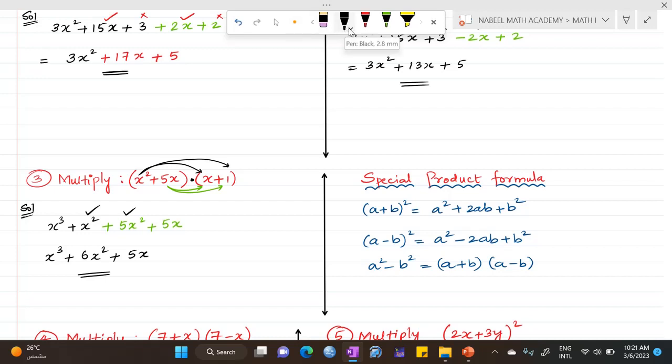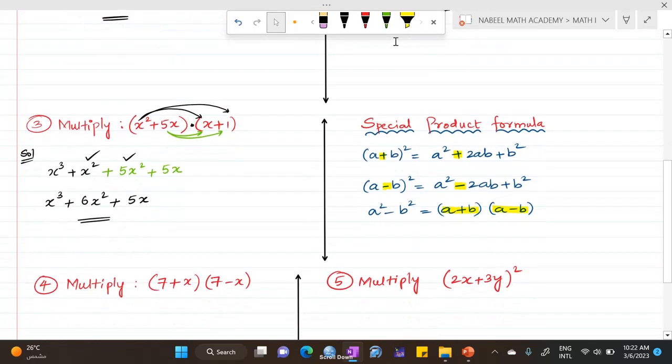Now using this special rule, we are going to multiply the polynomial as well. So here this is the general rule. We will have a plus b whole square, a square plus 2ab plus b square. If it is minus, you have minus here. If it is plus, it is plus. When you have a square minus b square, one is plus, one is minus. This is the rule we are going to follow.